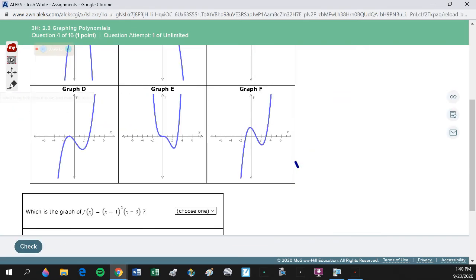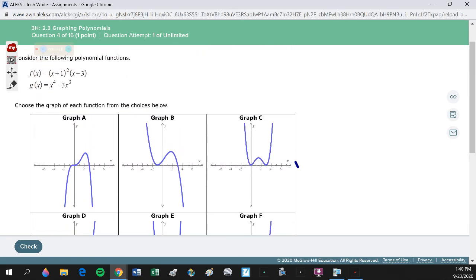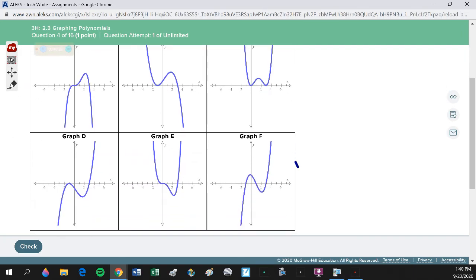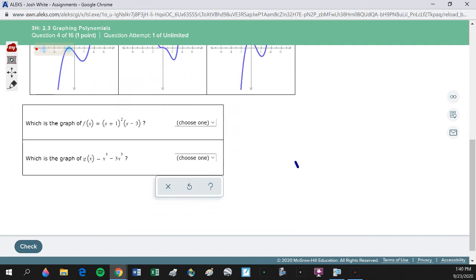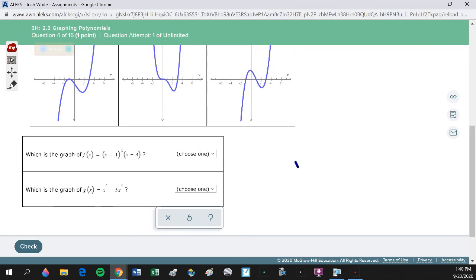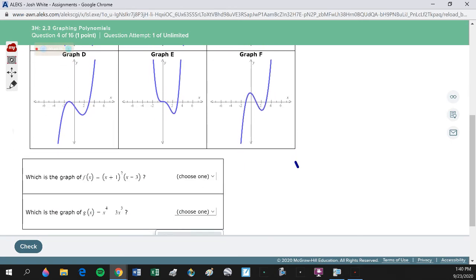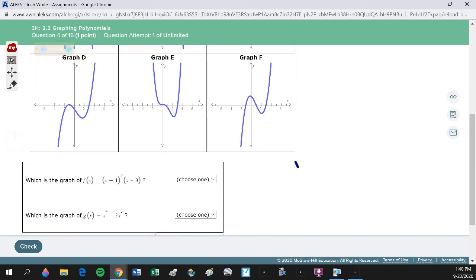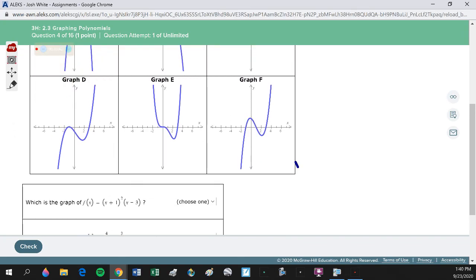So you'll be given a bunch of graphs, and it will ask you which one of these functions matches which ones of these graphs. So this one here, it has a bounce at -1, and it goes through 3, and it's going to look like this. So it bounces at -1, and it goes through 3, so it's going to be D.